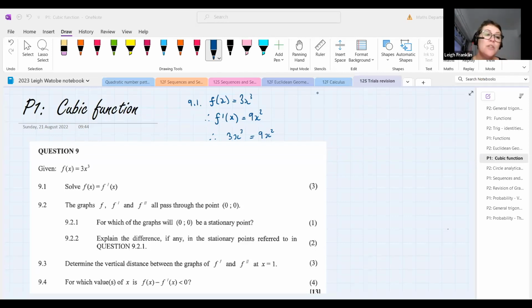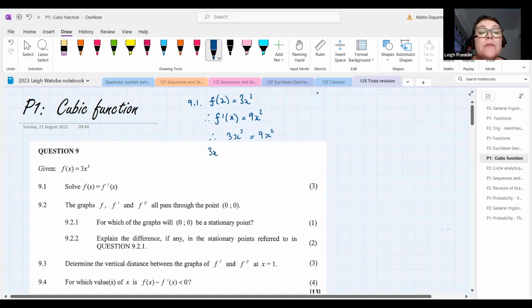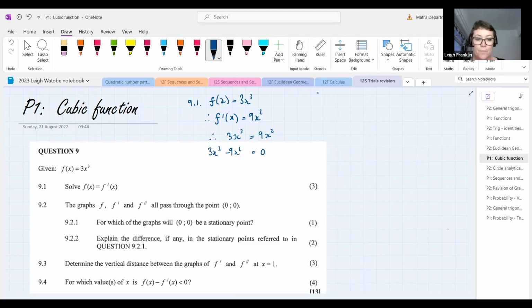Absolutely. So this is cubic, so there have to be 3 possible solutions for x. When there's more than one possible solution for x, I've got to collect all my terms on one side, and then I've got to factorize. So I've got 3x cubed minus 9x squared is equal to 0. So now what am I going to do?